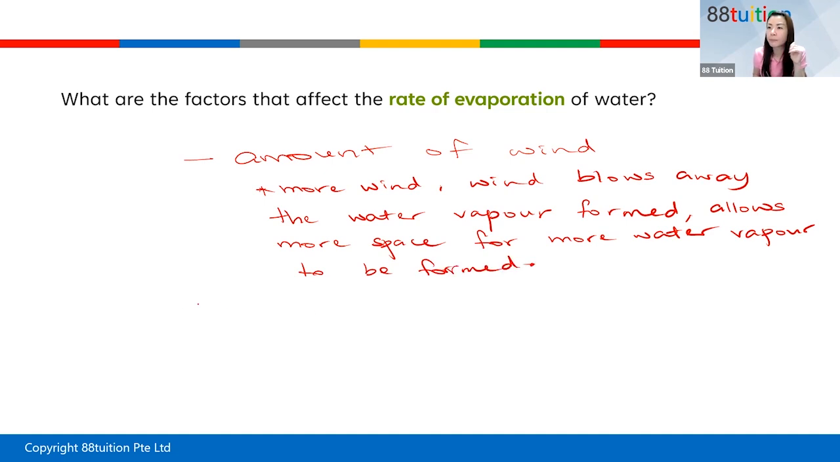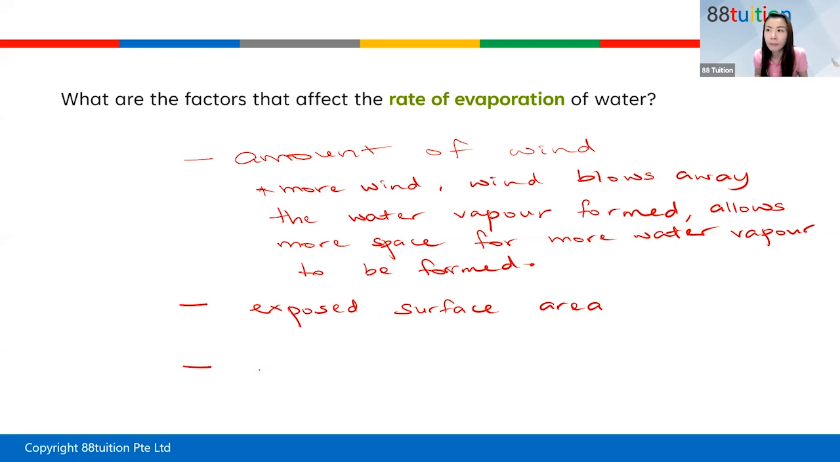What else? What other factors? Amount of wind is one. Wei-Le, try another one. The amount of exposed surface. Okay. Exposed surface area. So the greater the exposed surface area, the greater the rate of evaporation. Good. So I'm not going to elaborate that. I think that one is quite easy, right? Okay. Next one.